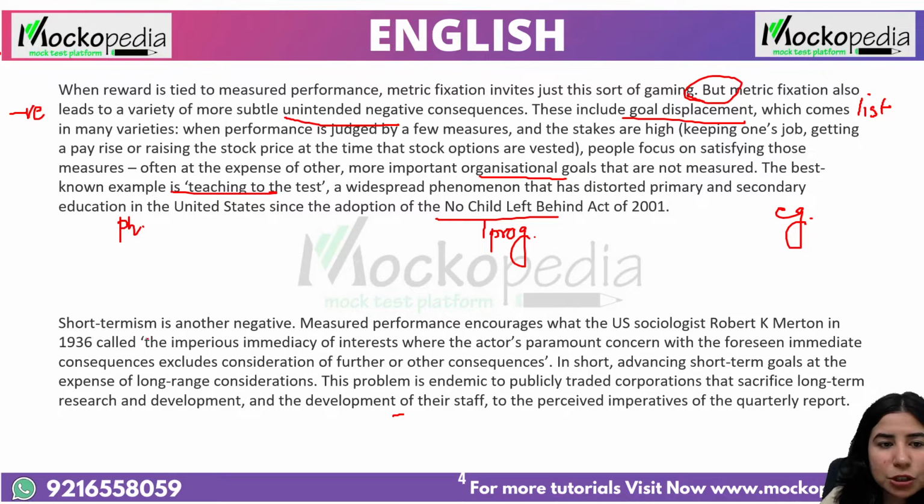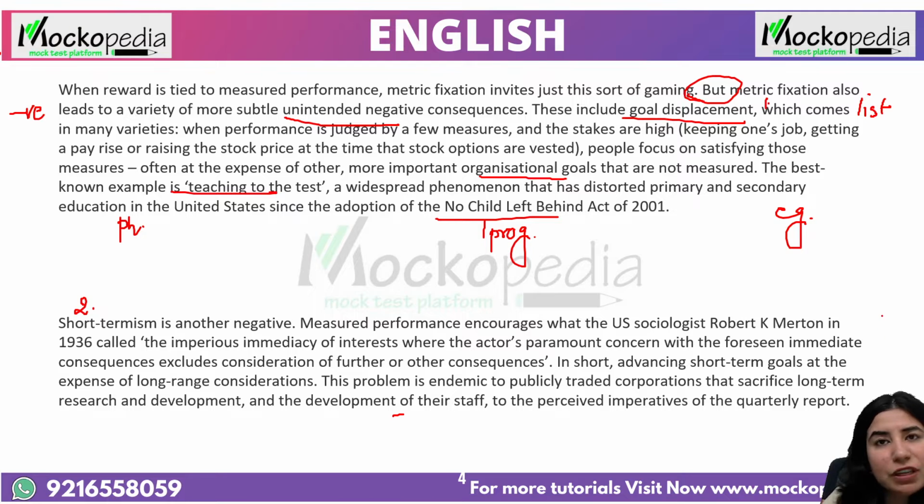So let's read further. Short-termism is another negative. So they are talking about the second negative; the first one was goal displacement, right? So this was one, and now let's see. Measured performance encourages what the US sociologist Robert K. Merton in 1936 called the imperious immediacy of interest, where the actor's paramount concern with the foreseen immediate consequences excludes consideration of further, of other consequences.